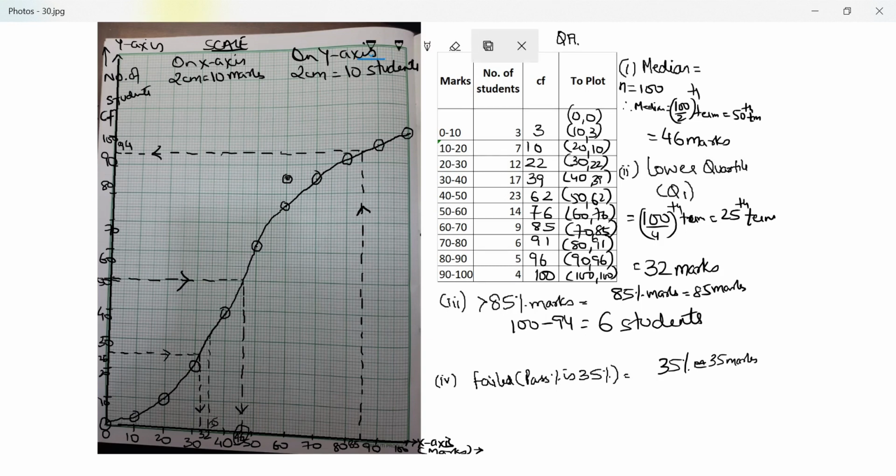So I started from 35. I put an arrow because I started from the x-axis. This is the second small line after 30. You will draw using a scale. I reach the y-axis. This for me is 32. So how many students failed? 32 students failed.